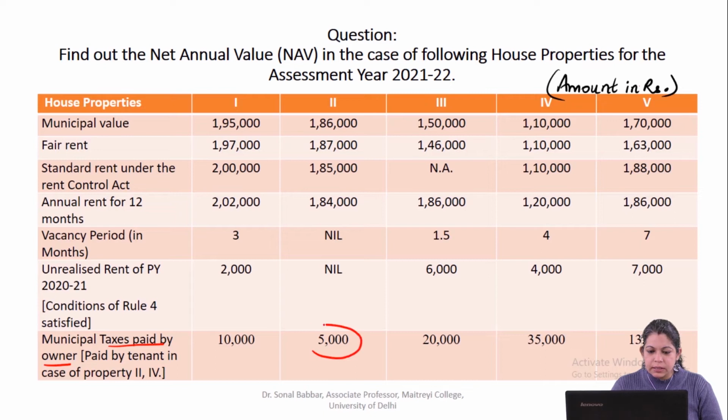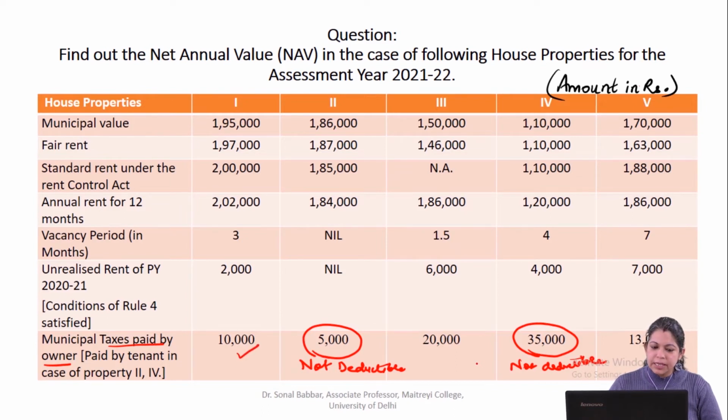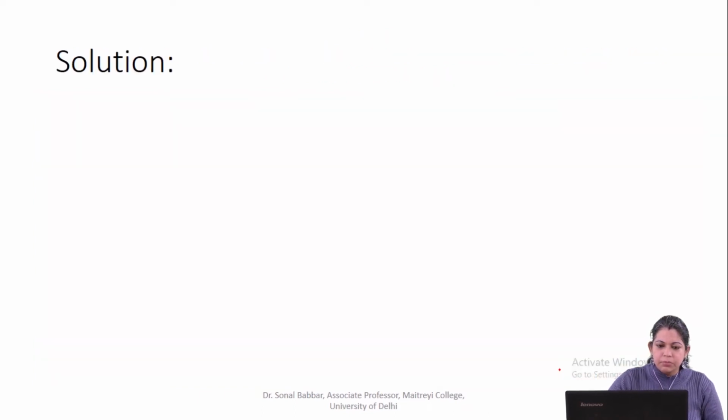So since the municipal taxes are paid by the tenant in these 2 properties, no deduction will be allowed for property 2 and property 4. For property 1, municipal taxes are paid by the owner, so they are allowed on a paid basis. Property 3 paid by the owner, and property 5 paid by the owner. So these 3 are allowed, but property 2 and 4 not allowed. So let us compute.